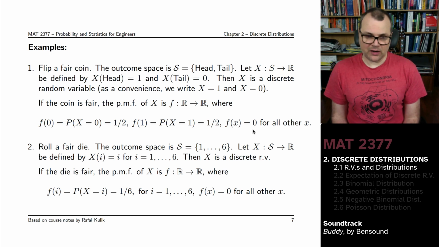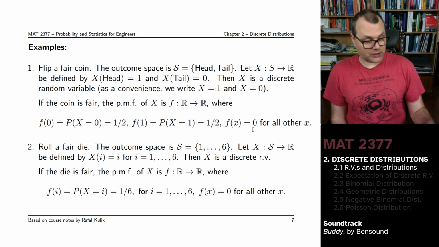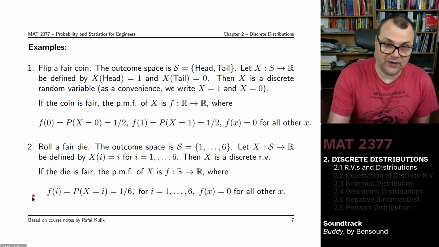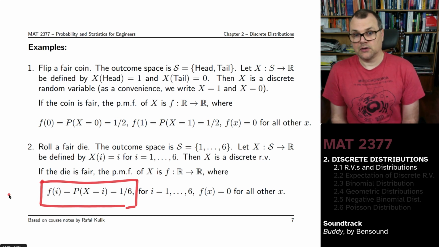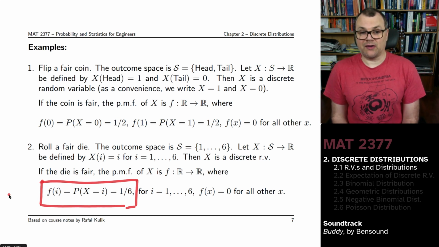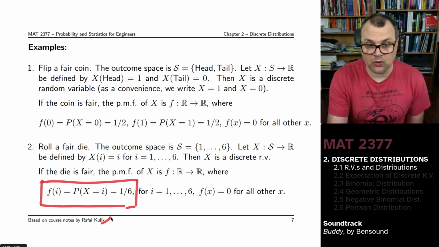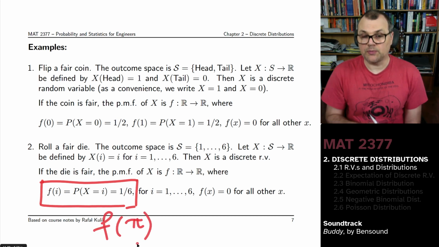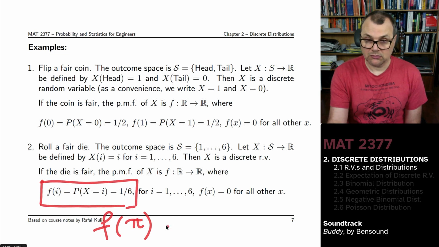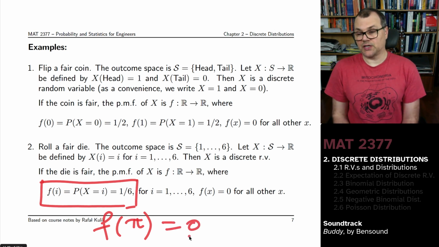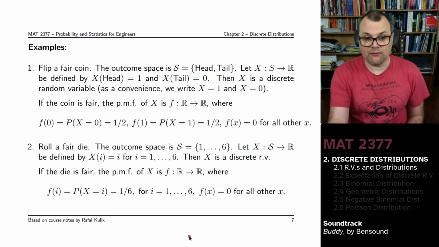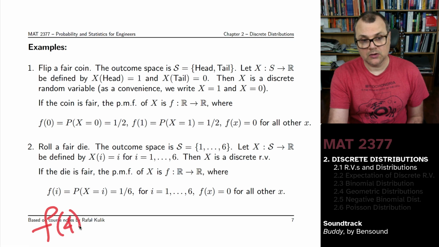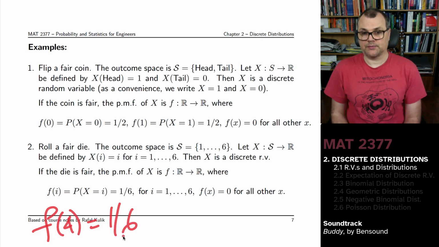If the die is fair, the probability mass function is going to be exactly 1/6 for the values 1, 2, 3, 4, 5, 6, and it's going to be 0 for everything else. What's the probability that you roll the value pi? 0. There's a 0% chance of that happening. What's the probability of rolling the value 4? It's going to be 1/6.